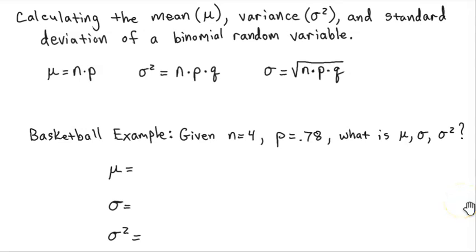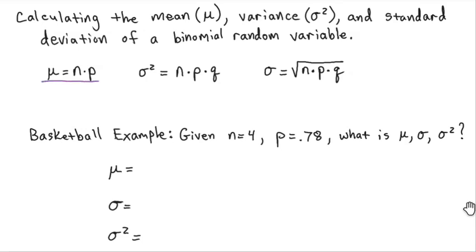So now we're going to look at the binomial probability distribution, and we're going to see how we calculate the mean, the variance, and the standard deviation for a binomial random variable. You may have noticed by now that in all of these different types of random variables, we always want to be able to calculate the mean, the variance, and the standard deviation. Now, for a binomial random variable, it's actually really easy.